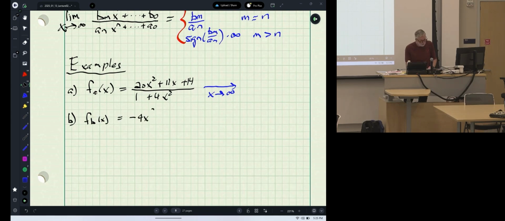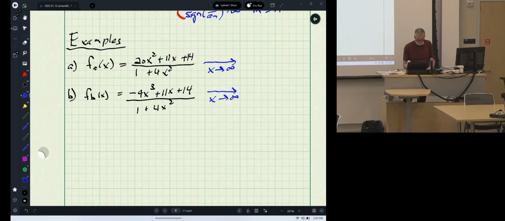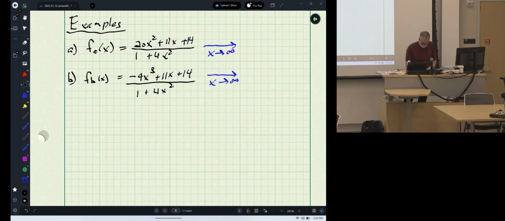Minus 4x cubed plus 11x again. I'm just changing the highest terms here. And we'll keep the 1 plus 4x squared. Compute the limits this way.